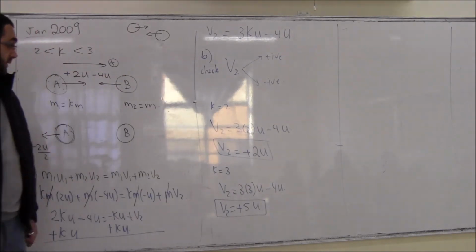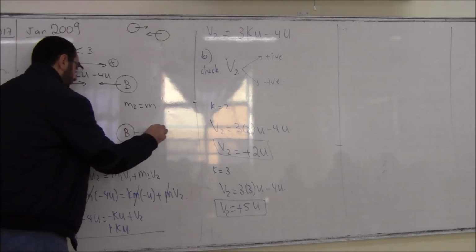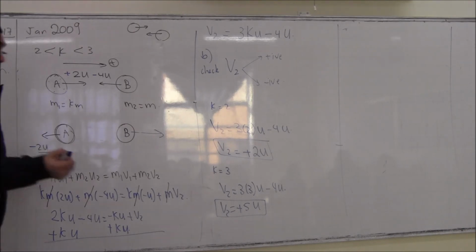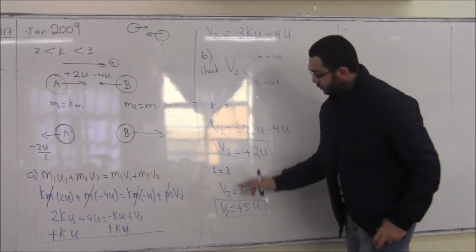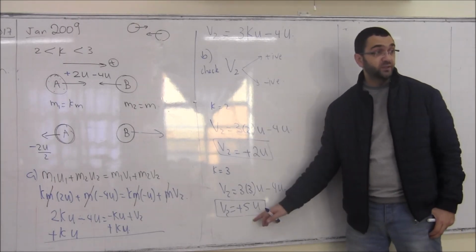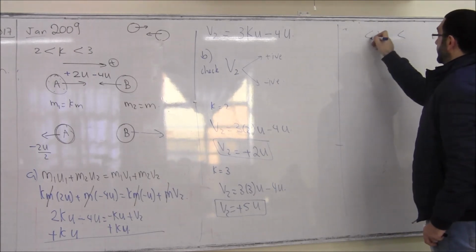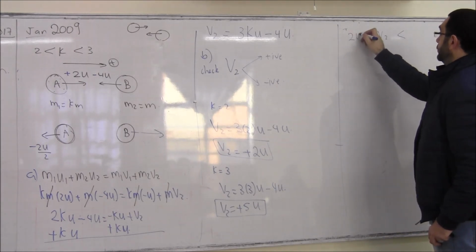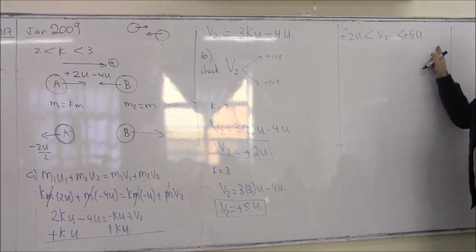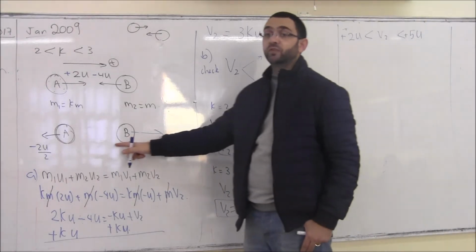Initially it was negative. So what does this mean? This means that B will move in this direction. How did I know this? From the substitution, I got two positive values. So V2 is between 2u and 5u, so all the values are positive. What does this mean? B will move in this direction.